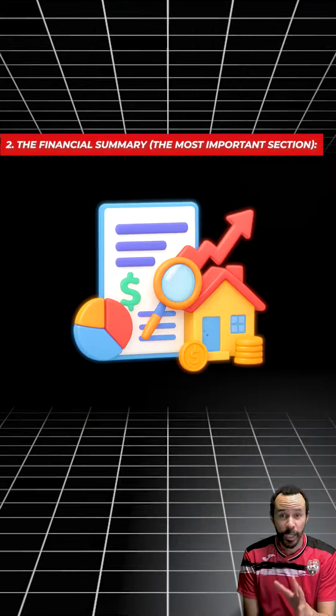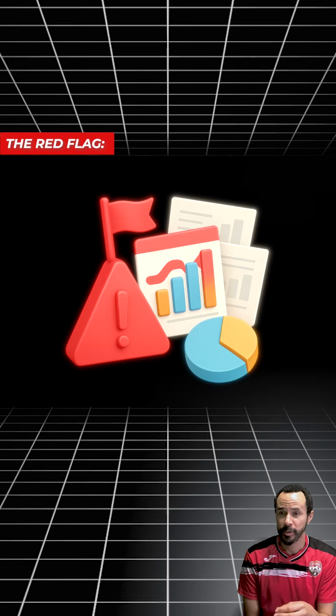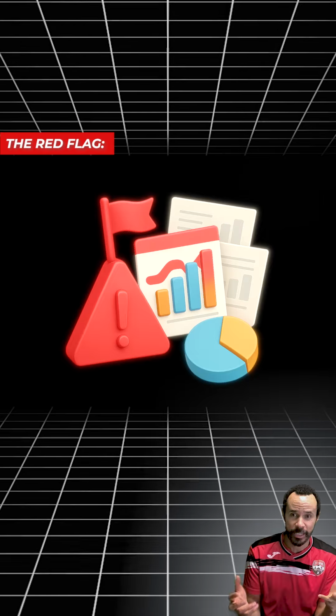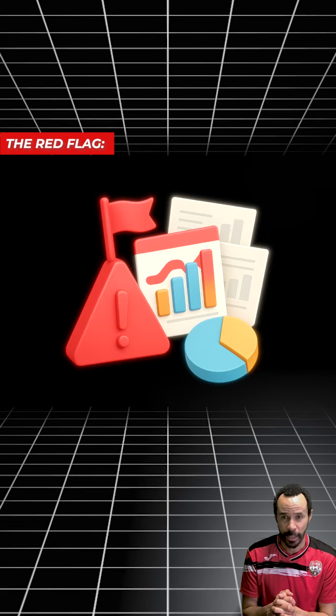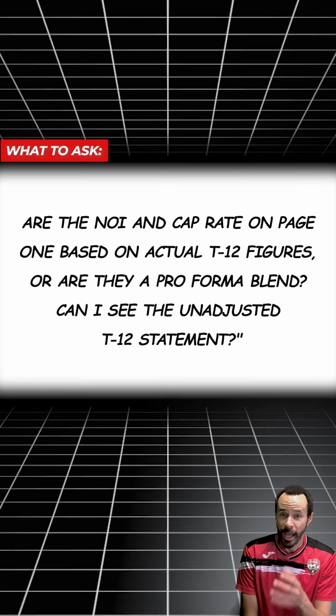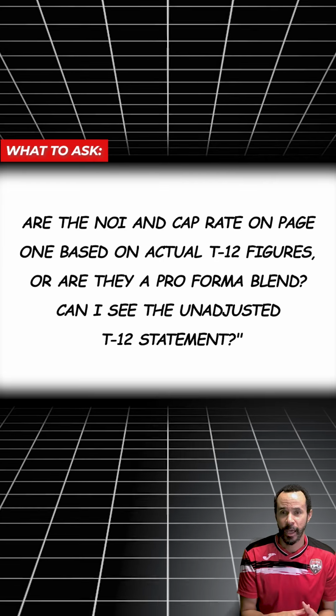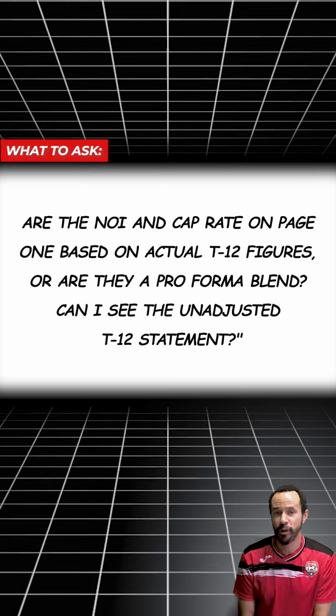Next, we have the financial summary, the most important part. A big red flag here is blended numbers. Be really wary of pro formas that mix actual and projected income and expenses without clear labels. What you would rather see is a very, very clear actual versus pro forma table. And your immediate focus should be on the actual T12 numbers. So what you might ask is, are the NOI and cap rate based on actual T12 figures, or are they a pro forma blend? And can I see the unadjusted T12 statement?